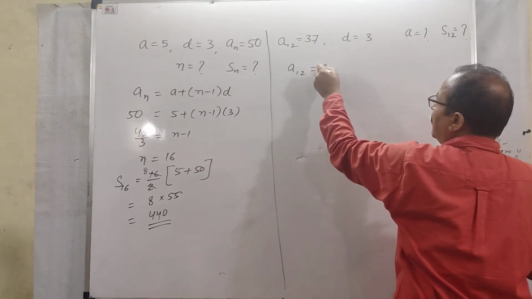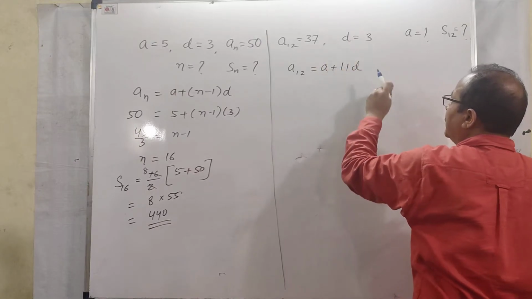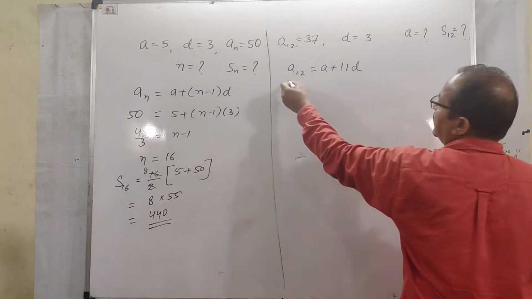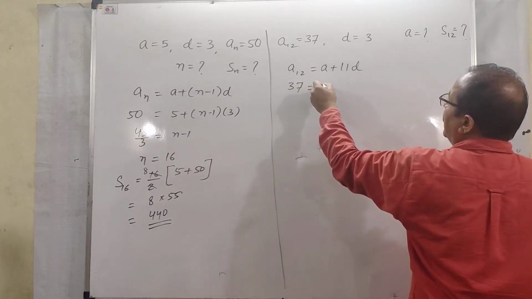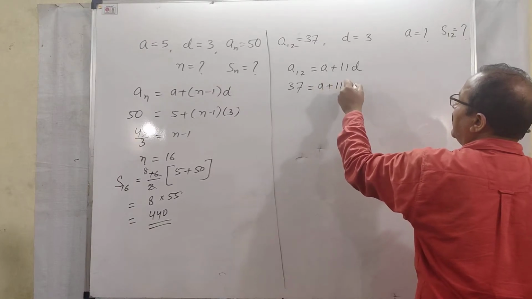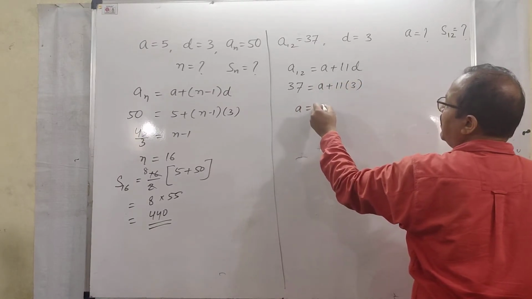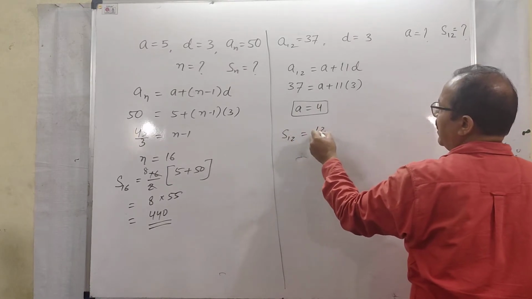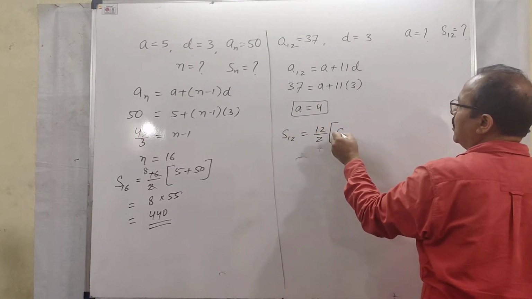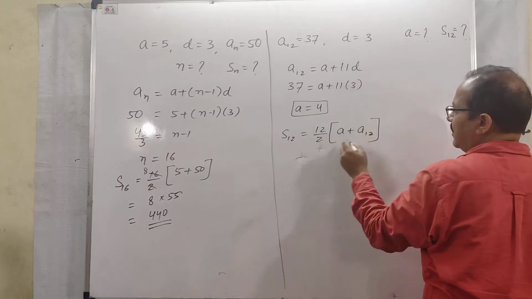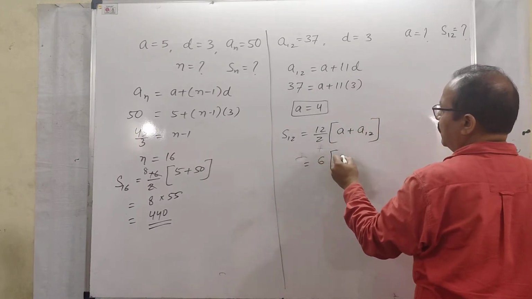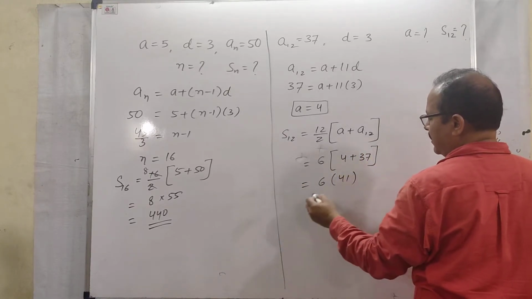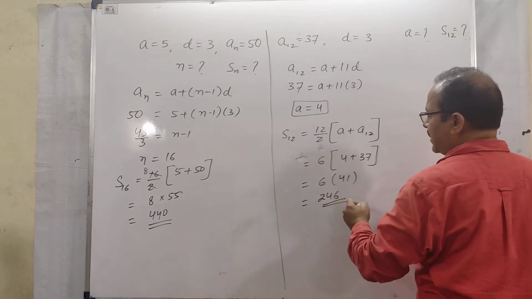Okay, students. What is A12? A12 is a plus 11d. This we had discussed in the last class. So the value of a will be 4. Now S12 is 12 upon 2 into (a plus A12). 6 into (4 plus 37), 6 into 41. So it is 246.